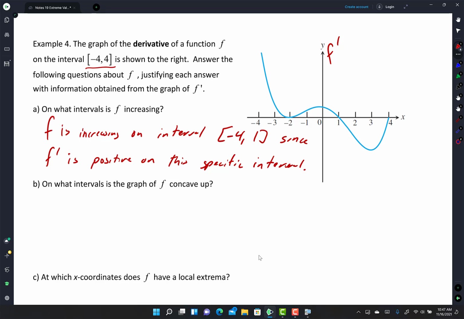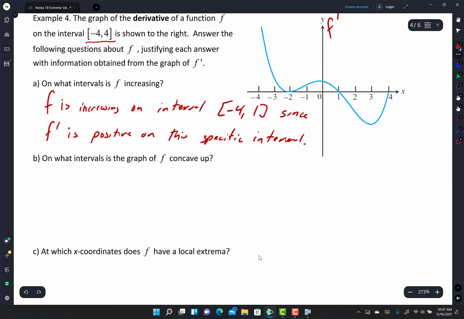Okay. If you wanted to cut it in pieces, f prime is positive from -4 to -2, and then again from -2 to 1, but it's still correct. It is the best answer. Are we still okay, guys? All right. On what intervals is the graph of f concave up?